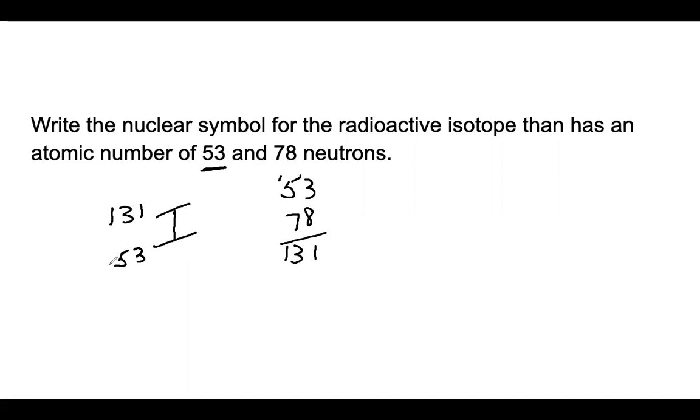Now, sometimes you don't see the bottom number because it's kind of redundant. If we know the symbol's iodine, it has to be an atom with 53 protons. So you might see that as 131I. These mean the same thing.